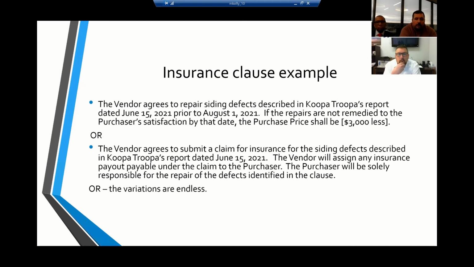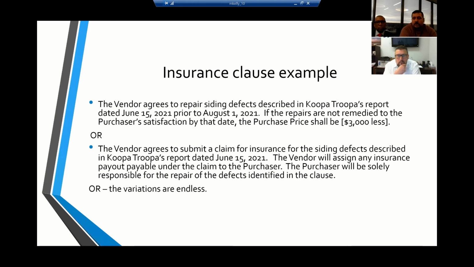Or as an alternative, and which is kind of the flip side of it, vendor agrees to submit a claim for insurance for siding defects described in Koopa Troopa's report dated June 15, 2021. The vendor will assign any insurance payout payable under the claim to the purchaser. Purchaser will be solely responsible for the repair of the defects identified in the clause. So the one is fairly strongly on the vendor. One, it's fairly strongly on the purchaser in terms of the obligations that come along with that.